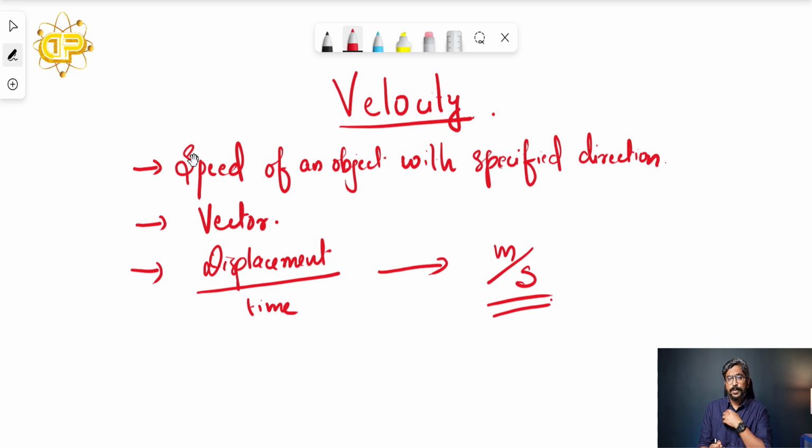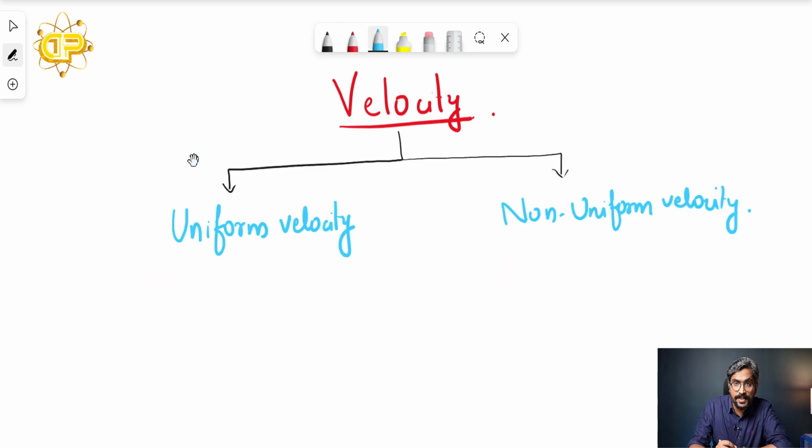Now a very important thing, that is, what are the different types of velocities there? There are mainly two types of velocities, and they are uniform velocity as well as non-uniform velocity. So we'll take them one by one and see how we can define uniform as well as non-uniform velocities there. So first thing, that is uniform velocity.